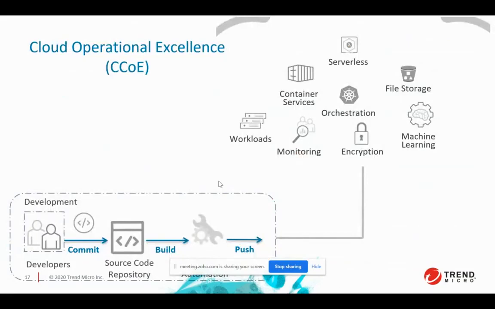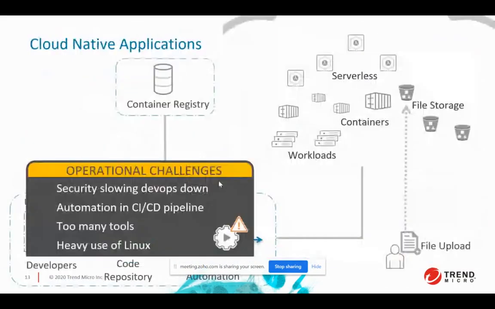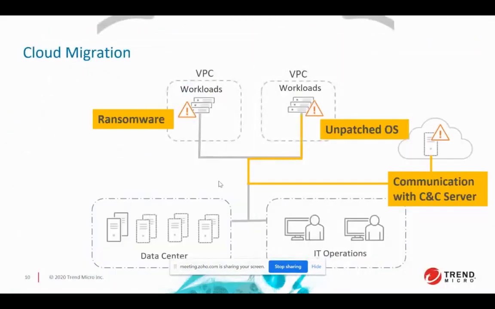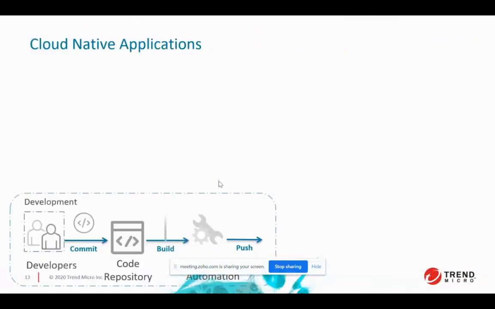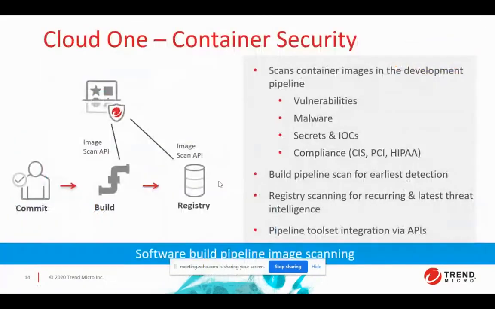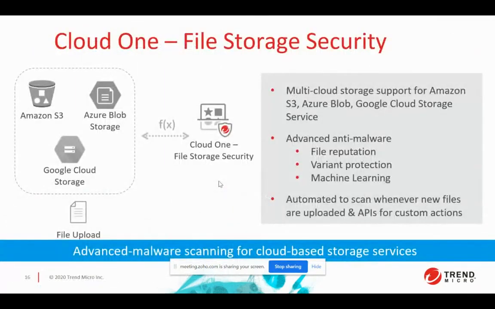And at last, now we have covered the cloud migration part, and then the cloud native application security part. With cloud migration, there are two modules which can enhance the security: workload security and network security. With cloud native applications, we have container security, application security, and file storage security to enhance the security of cloud native applications.